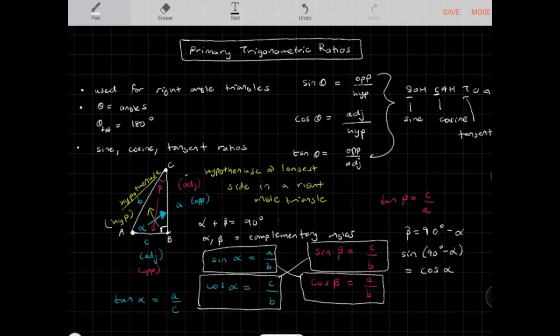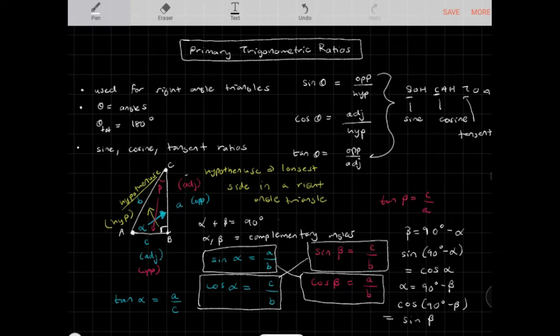Okay, and it's true the other way around as well, right? That alpha is 90 degrees minus beta, right? So in that sense, we can understand that cosine of 90 degrees minus beta is equal to sine beta. Okay, and this is going to be true for whatever angle you look at, right?